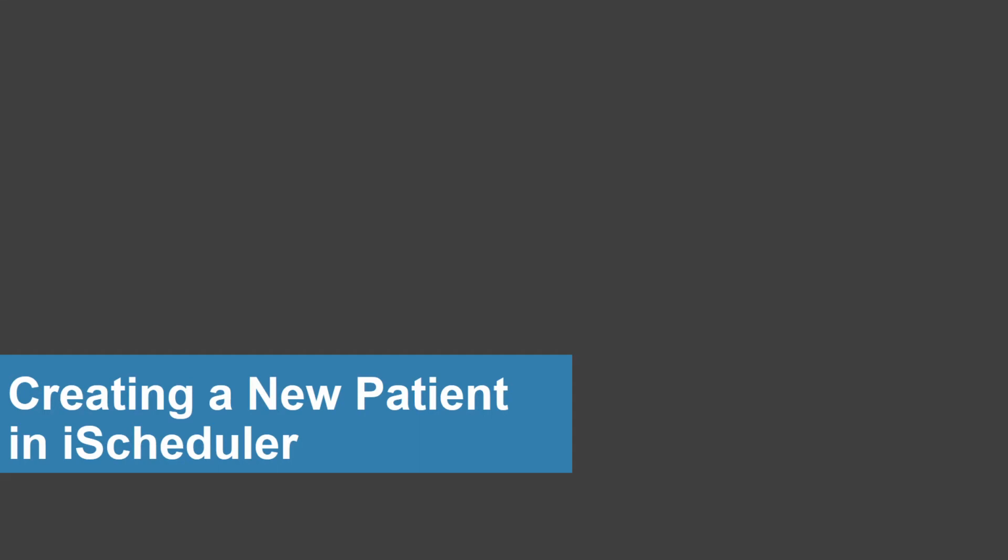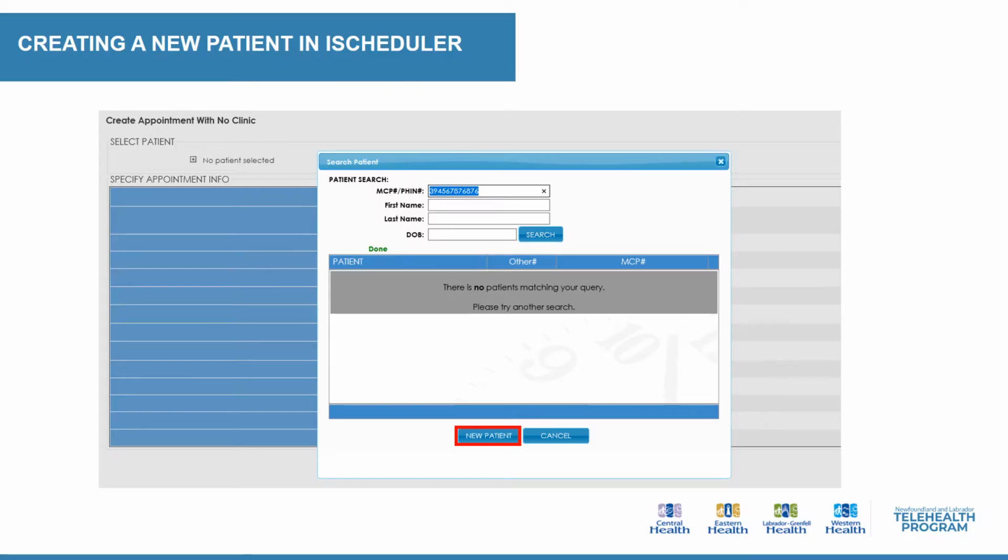The following steps outline how to create a patient profile in iScheduler during the eRequest booking process. Please note, if you search for the patient and they do not have an iScheduler profile, you will receive the message, "There is no patient matching your query." To create the patient in iScheduler, click the New Patient button at the bottom of the window.